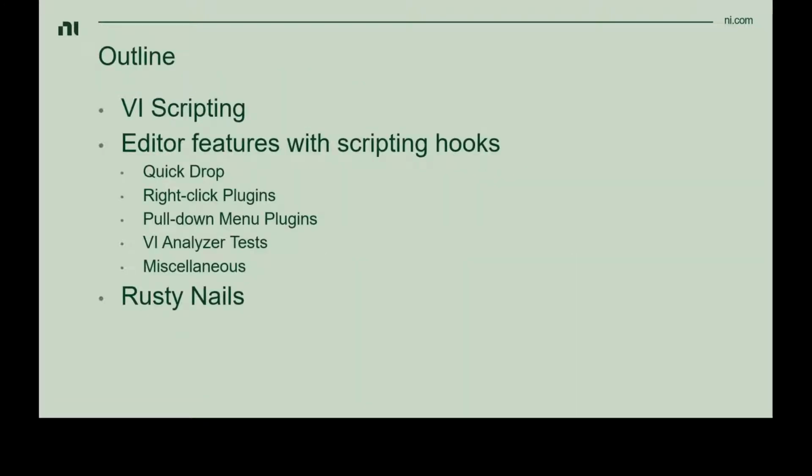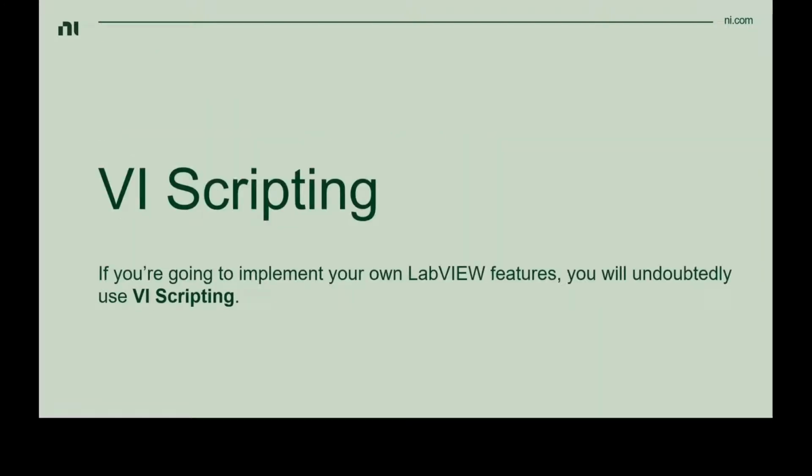So today I'm going to be talking about VI scripting. If you want to add a feature to LabVIEW with LabVIEW code, you're going to have to know something about scripting. So I'm going to give an introduction to VI scripting. Then I'm going to talk about the features in LabVIEW that have hooks for you to write your own scripting code. Quick drop plugins, right-click plugins, pull-down menu plugins, and VI analyzer tests are the most common, easiest ways to hook into the editor. But there's a whole bunch of other miscellaneous ones as well that I'll be describing. And then at the end of the presentation, I'll be talking about rusty nails. If you haven't heard that term in relation to LabVIEW, just wait a little while and I will explain what that means. But first, I'm going to talk about scripting.